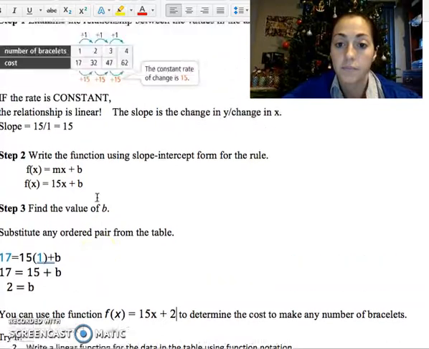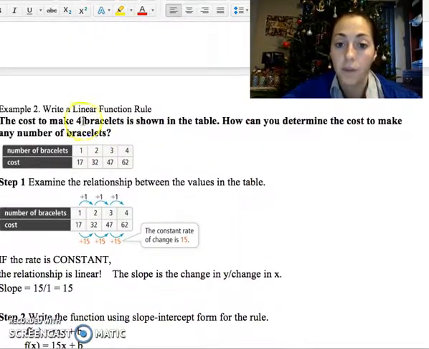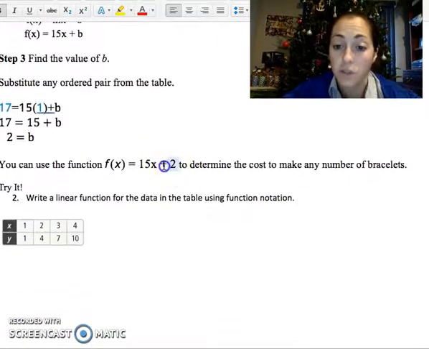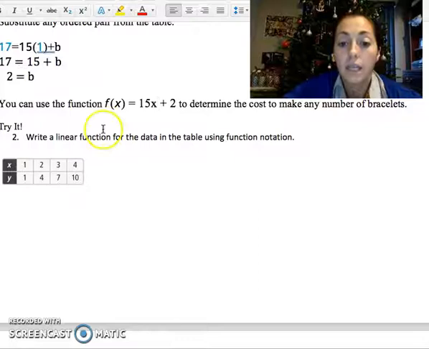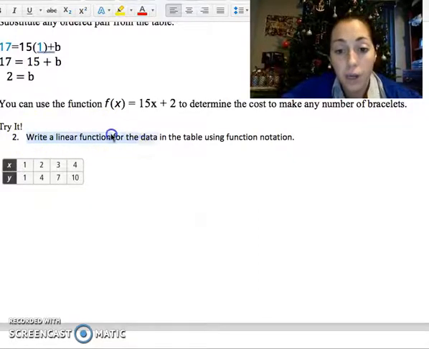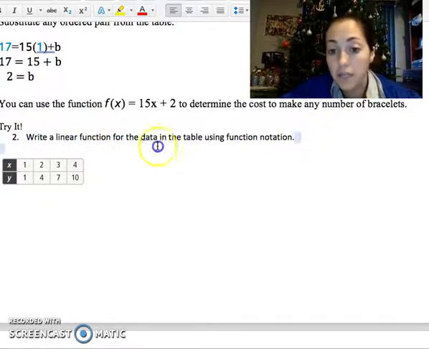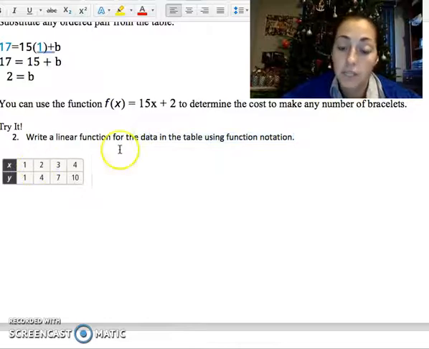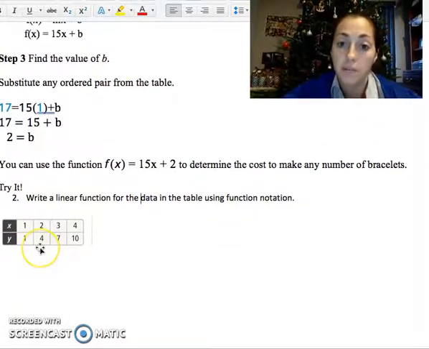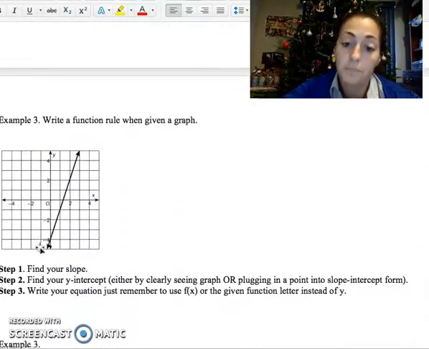that if we go all the way to the beginning, the cost to make 4 bracelets is shown. So these are the costs. So it's $2 to start and then $15 for every bracelet. And then work on this, try it, write a linear function for the data in the table using function notation. So just like we just did, pause the video and try this problem.